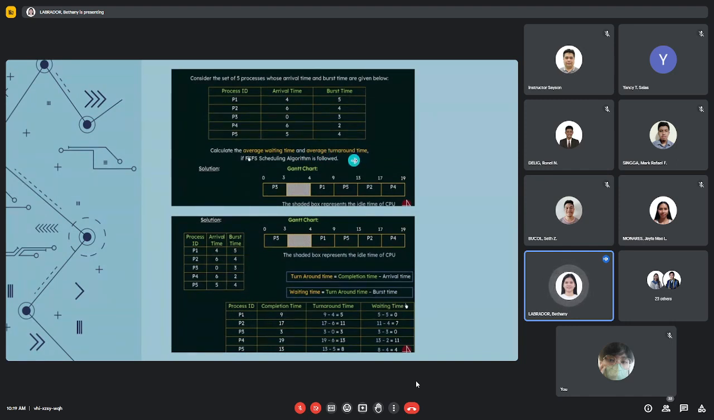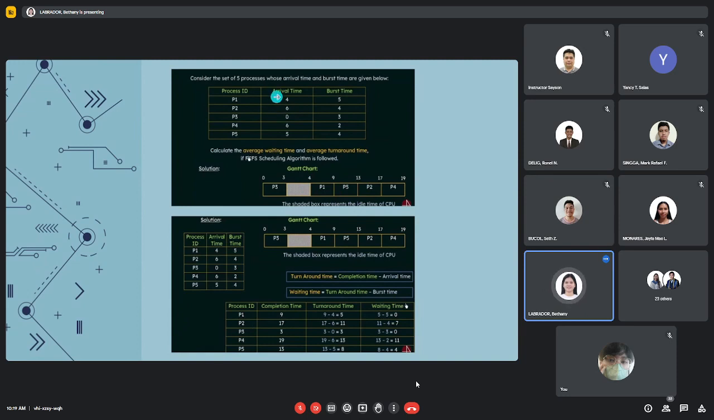In order to solve this, we first need to prepare the Gantt chart. So this is the Gantt chart. Basically, what a Gantt chart does is show you when a particular process got the CPU for its execution and when it completed its execution.